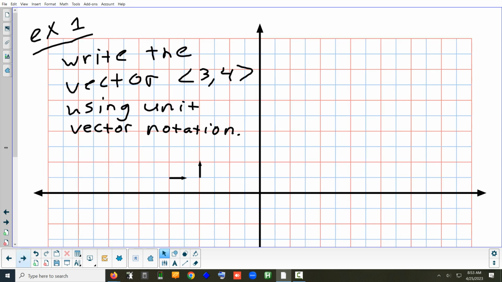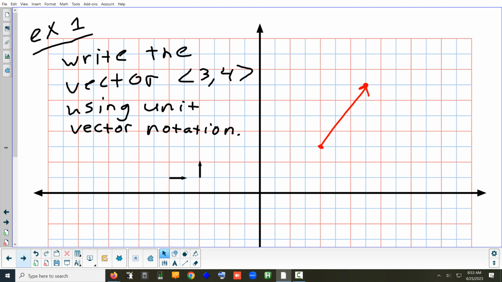Alright, so let's see if we can build the vector 3, 4. It doesn't matter where I start. I'm just going to start right there. How do I get to where this vector is going to end based on the 3 and the 4? You'd have to go right 3 times, then up 4 times. Right 3, up 4. So there is a picture of the vector 3, 4.